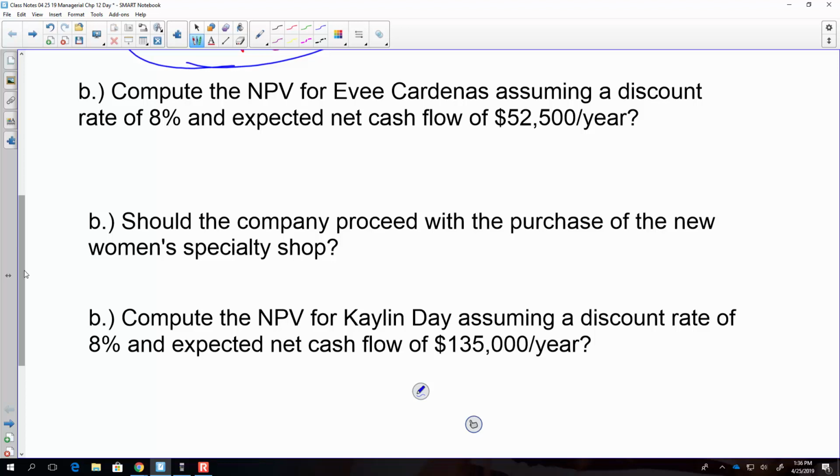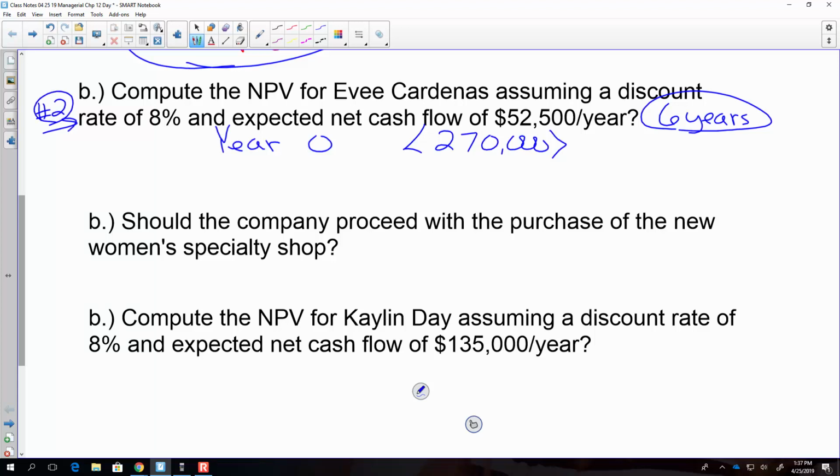Evie is interested in her own business, and the cost of the business was a $270,000 cost. So in year 0 here, we're going to spend $270,000, and her projection is that she's going to get $52,500 per year for the next, hopefully, 6 years. In addition, in question 2, in the required section, she's expecting an 8% return on her investment of $270,000. So in this regard, it's an even cash flow. We get the same amount, $52,500, from years 1 through 6.